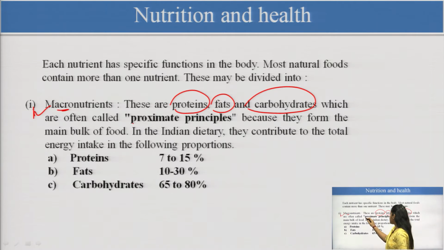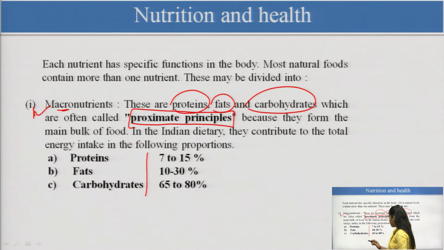They are also named proximate principles. Need to note, because they form the main bulk of the food. Mainly we are taking all of these things in our food. So, they are macronutrients. In the Indian diet they contribute to the total energy intake. What is the total energy intake we have compared here? So, these values are important.